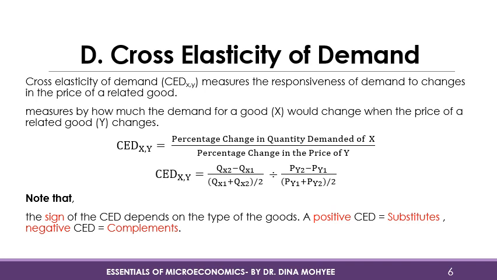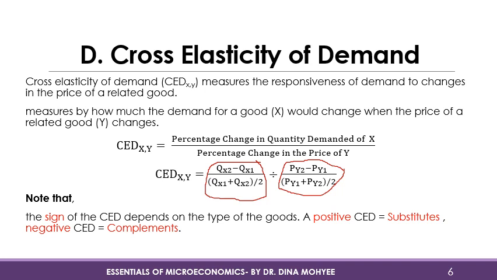Again, here we can calculate the percentage change in the quantity demanded of good X as Qx2 minus Qx1 divided by the average of the two quantities, the new quantity minus the old quantity divided by the average of the two quantities. We divide this term by the percentage change in the price of Y, which is the new price minus the old price divided by the average of the two prices.